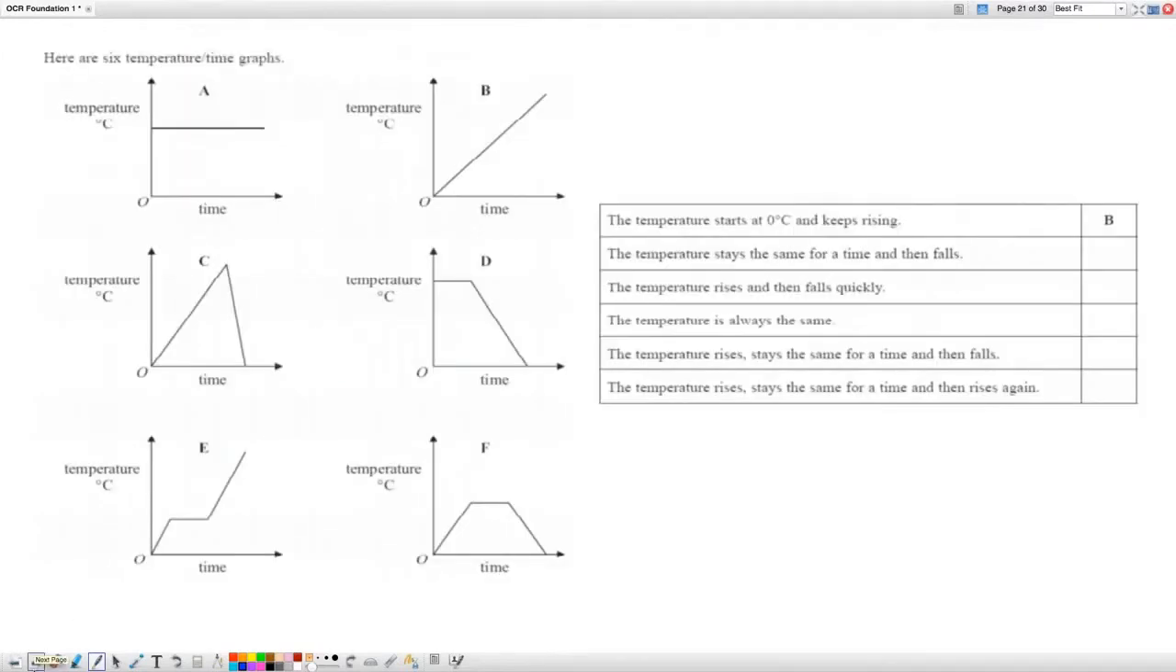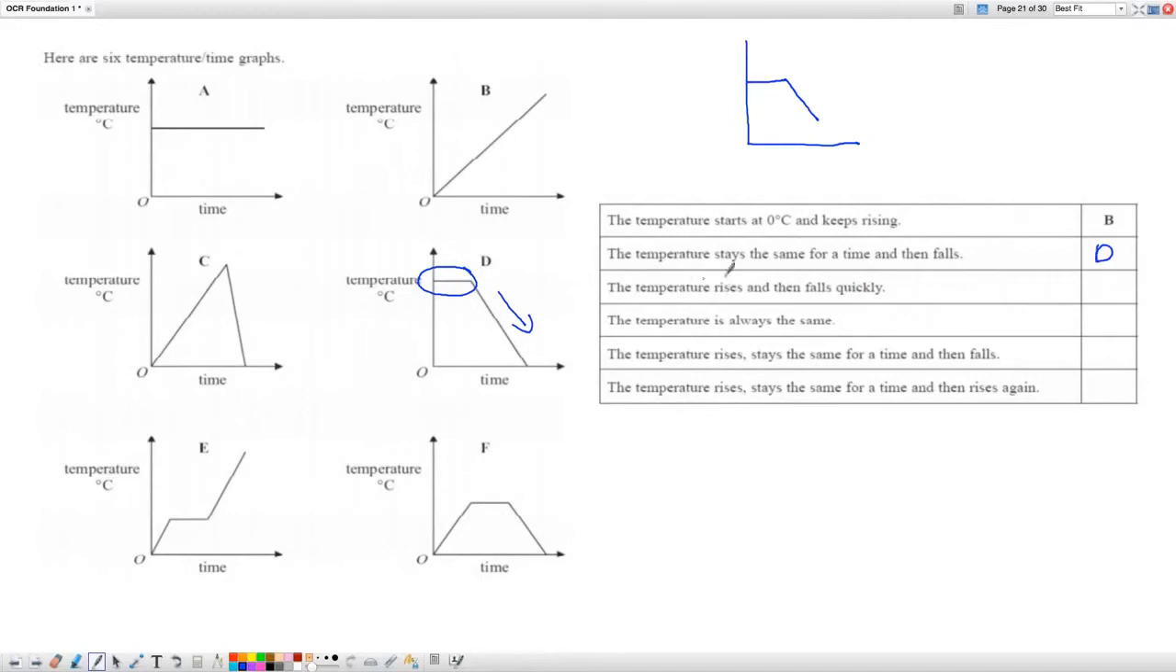Here are 6 temperature time graphs. We need to match these graphs here with the description on the right-hand side. So let's read the first one. The temperature stays the same for a time and then falls. So we're looking at our graphs here. Stays the same must be here and then going down. So the graph that stays the same and then goes down is graph D.